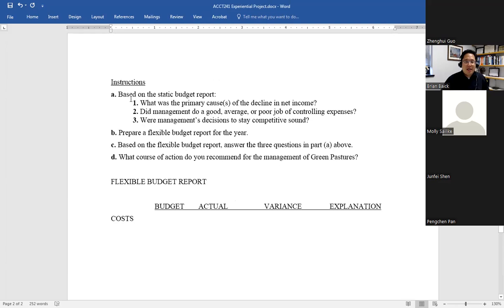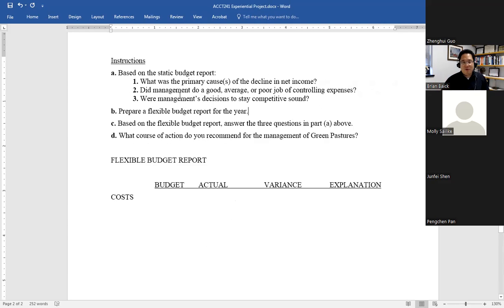So the instructions say, based on the static budget report, in other words, just looking at the information, what was the reason why there was a decline in net income? I think there could be a lot of reasons, right? This is really your opinion. You can speculate and make an argument for whatever you think. Did management do a good, average, or poor job at controlling costs? That's your opinion. Were management's decisions to stay competitive sound, right?